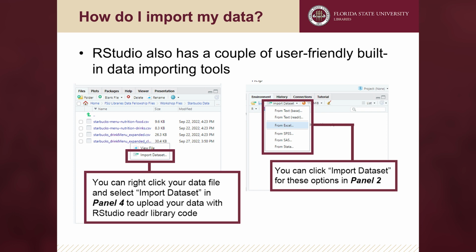Now, if all that just sounds too complicated for you, RStudio has some user-friendly ways to import data. There are multiple options actually within RStudio. So in panel 4 on the bottom right, you can look through the files on your computer and right-click, and there should be an option that says Import Dataset if you have the dataset saved onto your desktop already. In panel 2 in the top right section, there should also be a button that says Import Dataset that can help you out. So this is one of the advantages to using RStudio. You don't have to remember anything complicated.